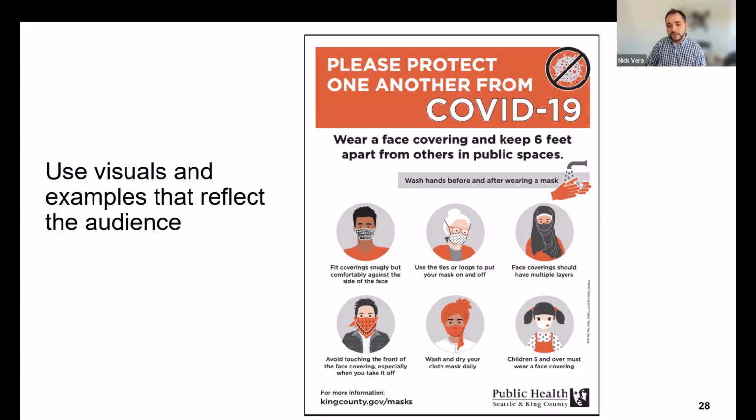So we can see if we're using visuals in written communication, we want to really engage people and not alienate them. So if they're more likely to see themselves in that communication, they're more likely to follow that suggestion, right?